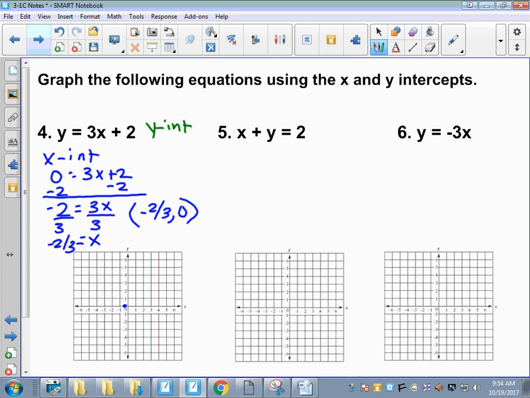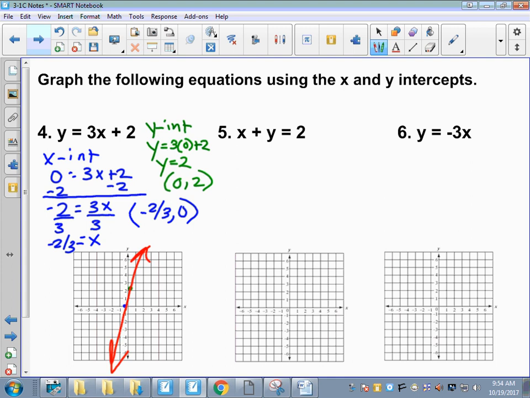For my y-intercept, I'm going to plug 0 in for x. Y is equal to 3 times 0 plus 2. Y is equal to 2. So my y-intercept is 0, 2. And so I'm going to go up 2 on the y-axis, and then I'm going to connect and extend those 2 points. So you can use a ruler, go beyond. Those are all the solutions of that line.